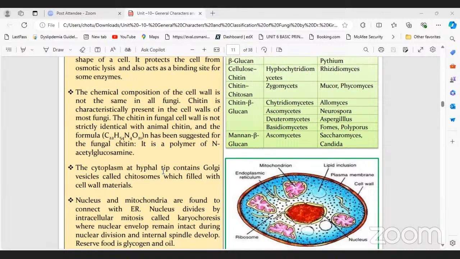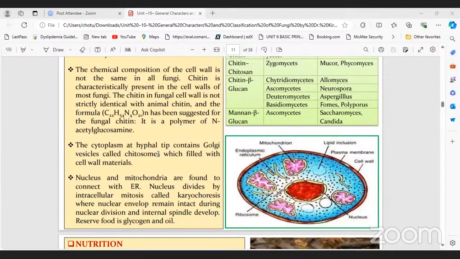Very important, this one. The formula of chitin, C22H54N4O21, has been suggested for the fungal chitin. Chitin is a linear polymer of N-acetyl beta-glucosamine units linked by beta-1,4 glycosidic bonds. The chain may be overlain or intermixed with other glucans like cellulose, which consists of beta-1,3 linked glucose residues. This is the most important characteristic of chitin.